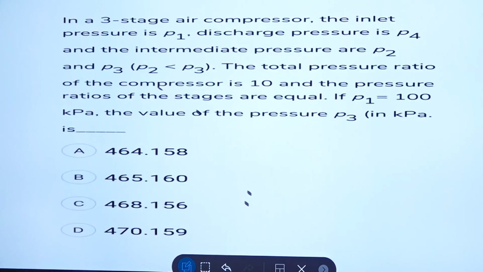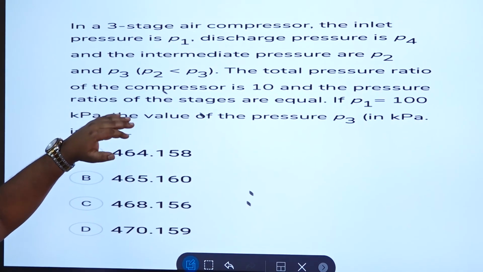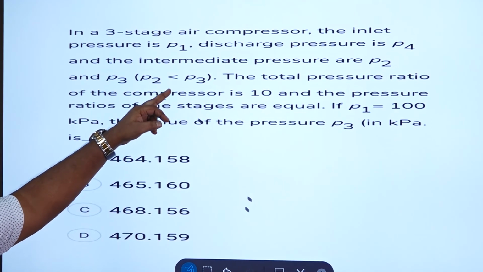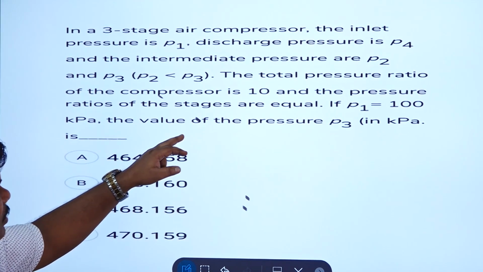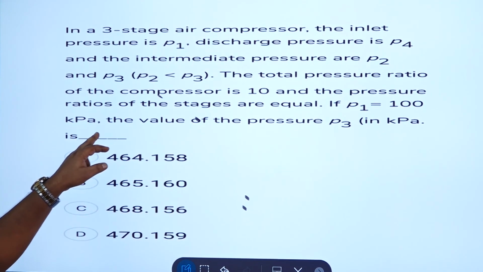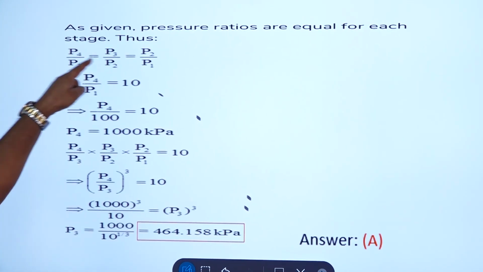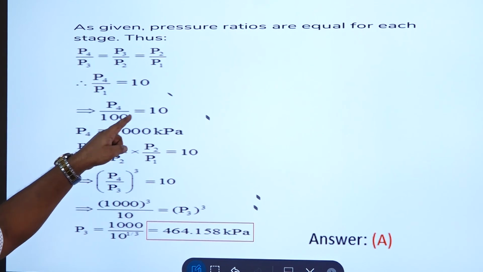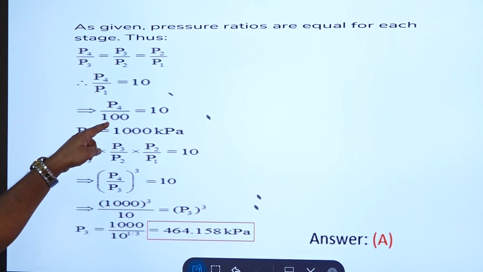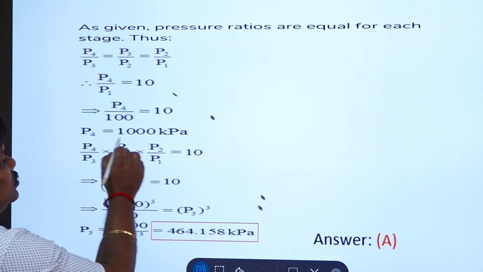So next one. In a 3-stage air compressor, the inlet pressure is P1 and the discharge pressure is P4, and the intermediate pressures are P2 and P3. The total pressure ratio of the compressor is 10 and the pressure ratios of the stages are equal. If P1 is equal to 100 kilopascal, what is the value of pressure P3? So we know this pressure ratio. P4 by P1 is given as 10, and P1 is 100, so P4 will be around 1000 kilopascal.